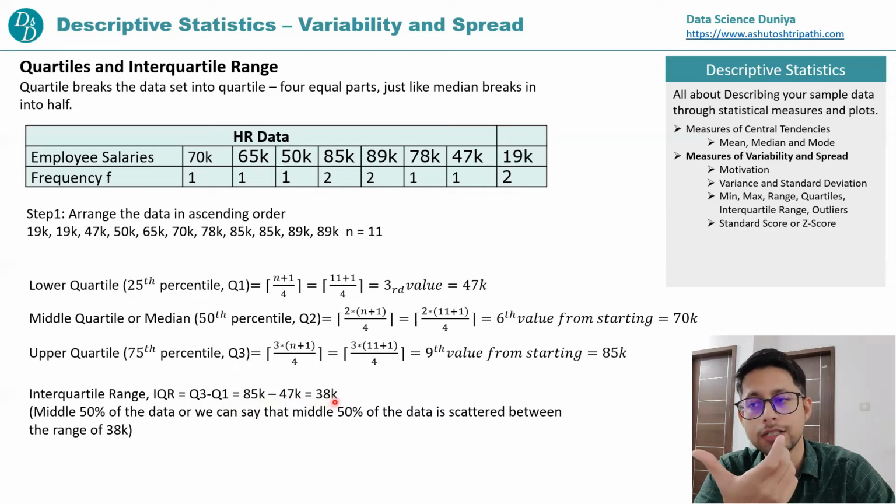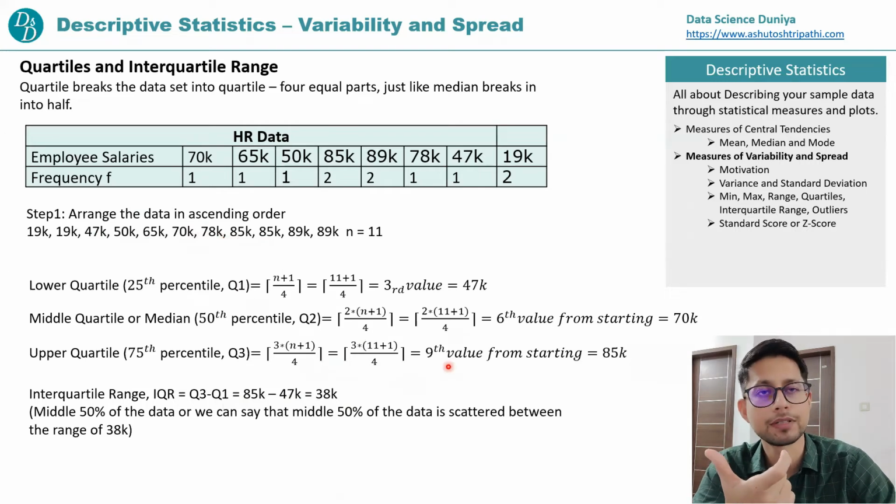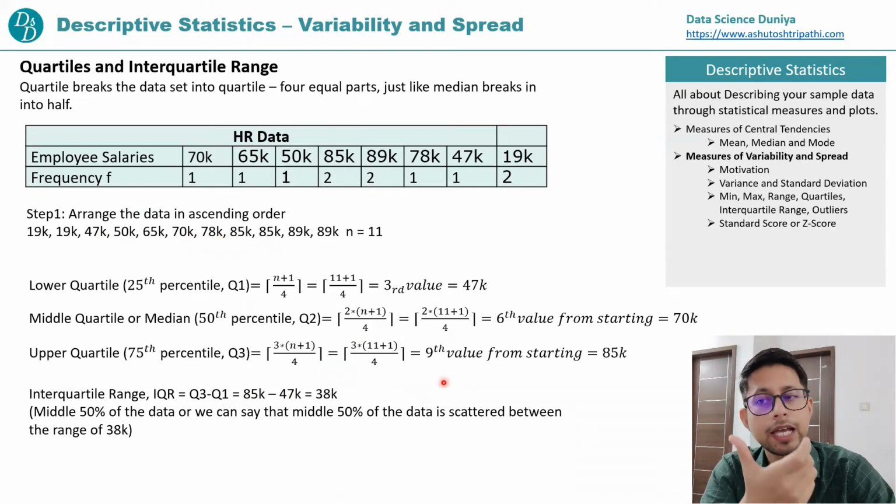So what does this mean? The middle 50% of the data is scattered around 38K. Okay, so if you just talk about the central values, like 50, 65, 70, 78, 85, like that. So the middle 50% of the data, the average salary is around 38K. So they will be scattered around 38K. That's what it means.